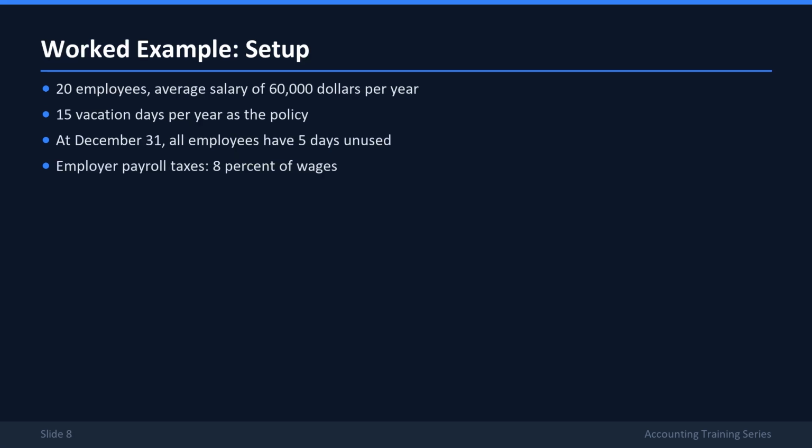Let us walk through a complete worked example. A company has 20 employees, each earning an average salary of $60,000 per year. The vacation policy grants 15 days per year. At December 31, every employee has 5 unused vacation days remaining. Employer payroll taxes are estimated at 8% of wages. There are no expected forfeitures in this simplified example, and no material pay increases are anticipated before the vacation will be taken. We now apply the 4-step calculation.